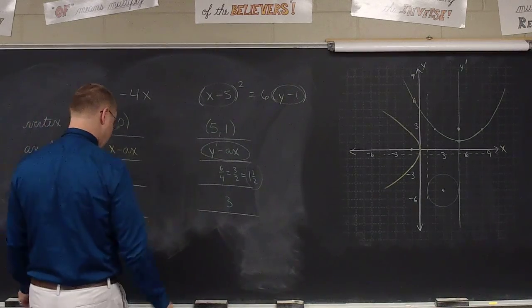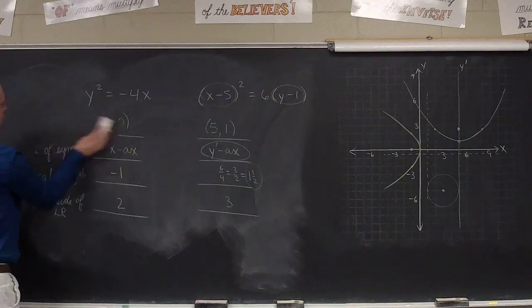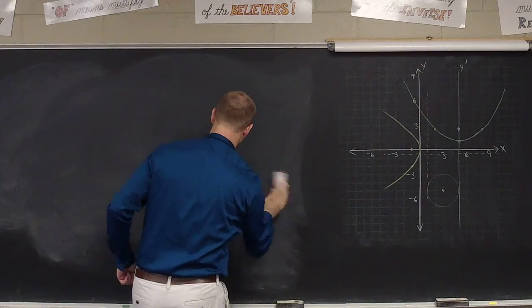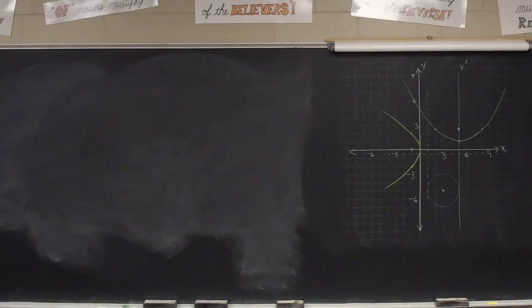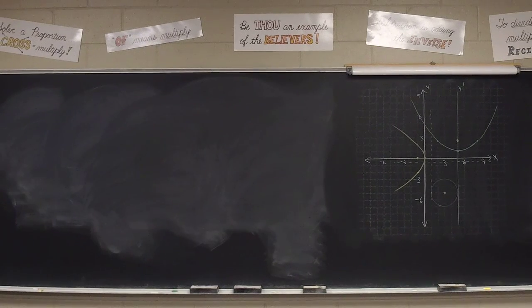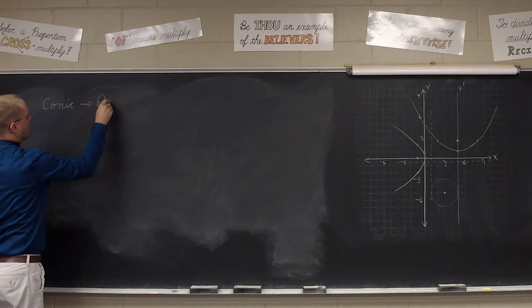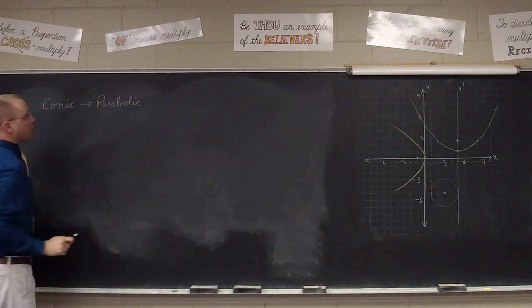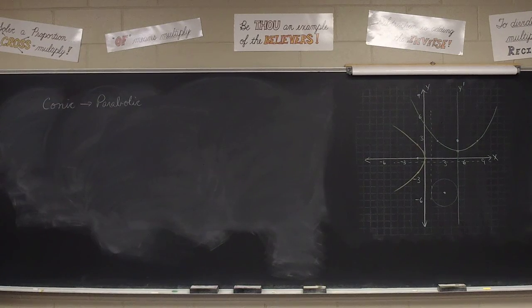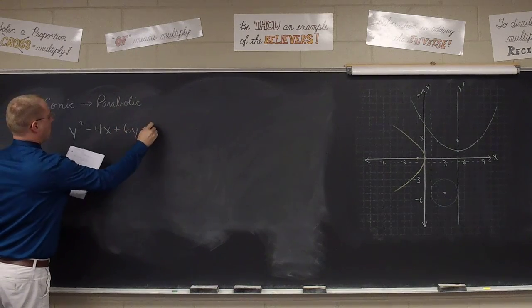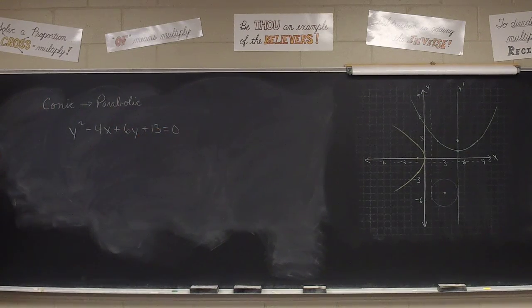So, next thing is converting conic to parabolic form. You would write this example down and give yourself some room to work it, but we'll give you some steps at the same time. y squared minus 4x plus 6y plus 13 equals 0.